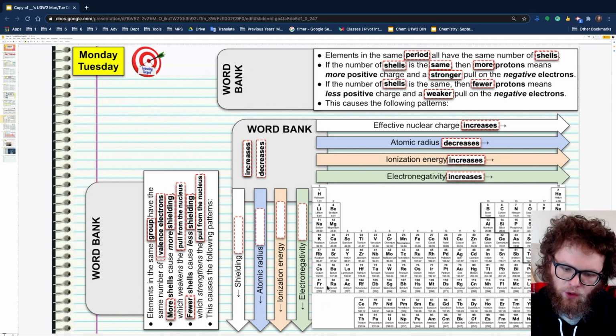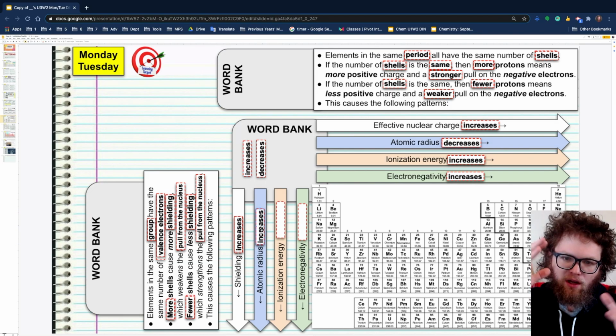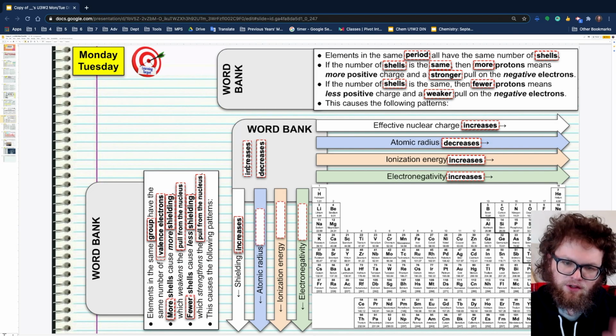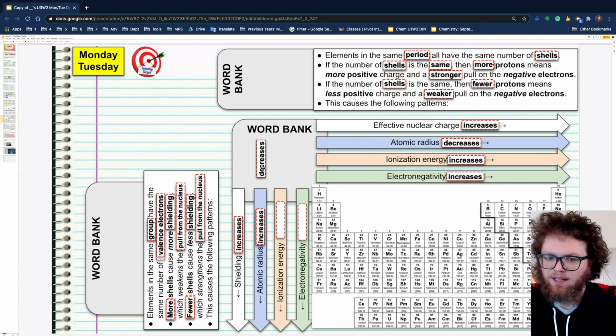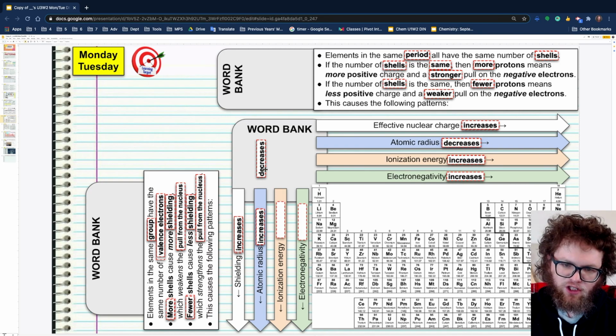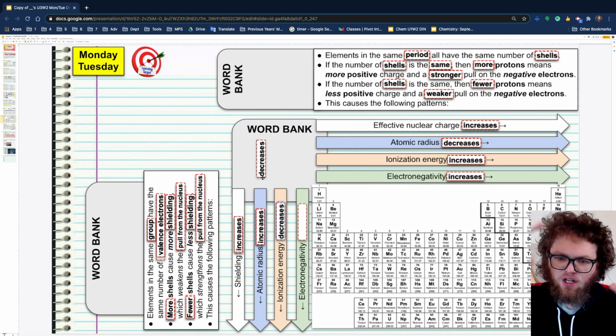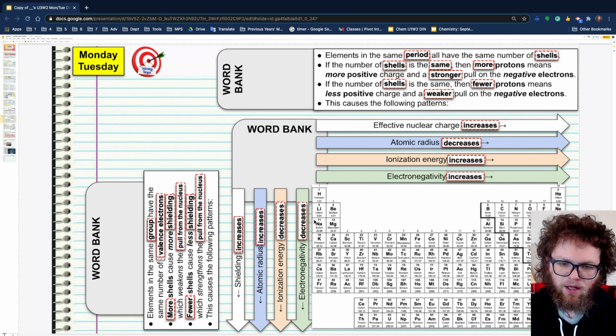So then as we go down the group, shielding increases, which also means that the atomic radius increases because we get more and more shells. Because there's more shielding, that means there's going to be a larger atomic radius. So atomic radius increases as we go down. And then ionization energy, as there's more and more shielding, it's going to be easier and easier to pull off that valence electron. So ionization energy decreases. And then electronegativity, the amount of pull they have is going to be weakened by all that shielding. So electronegativity decreases as well.